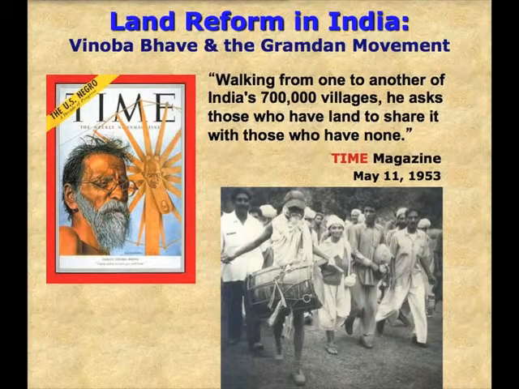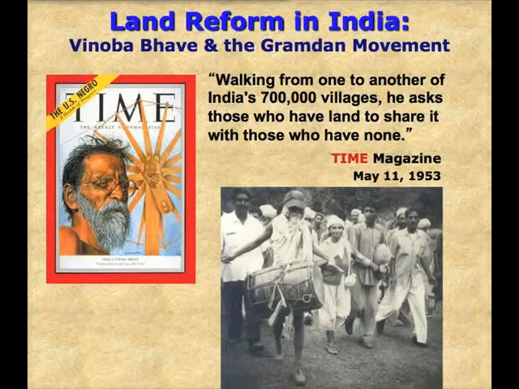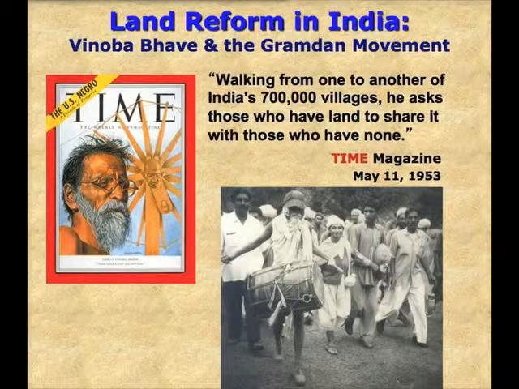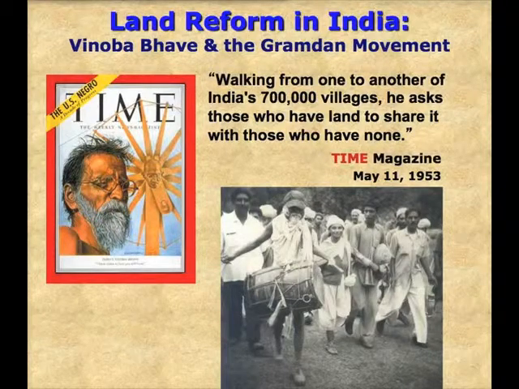To call attention to the plight of the poor, he began walking across India, asking rich landowners to donate some of their holdings. Hundreds complied. The land gift program, the Bhoodan movement, was born. At its height, Bhave and his followers were collecting thousands of acres every week and conveying title to impoverished individuals. By 1954, 3 million acres had been redistributed.